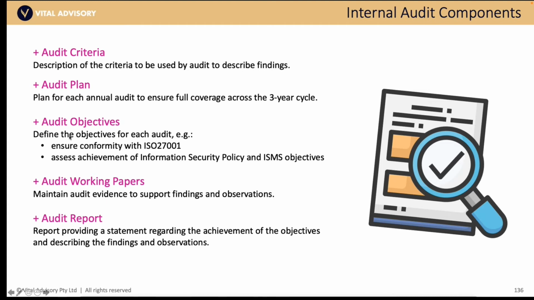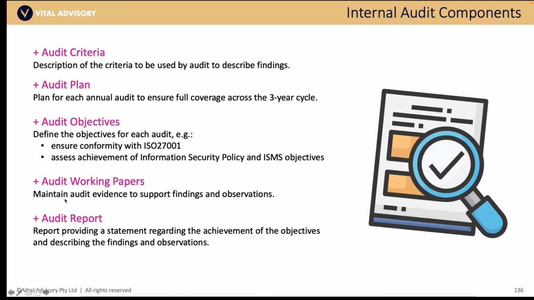Audit objectives. So this is defining how the audit will make some assertion in the end. The objective might be, for example, to ensure conformity. And so therefore any non-conformity becomes a point of finding. But you might want to set objectives on the audit ensuring the achievement of the policy and the ISMS objectives. In other words, if we set out to ensure only authorized access to information systems, is that objective being met?